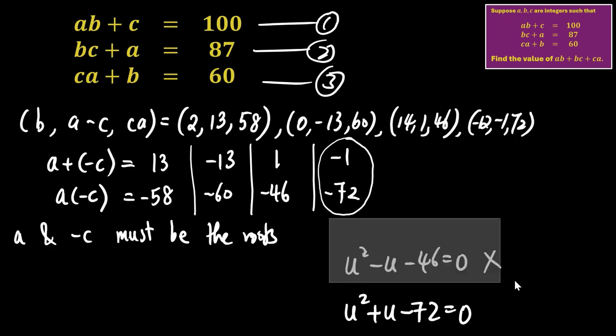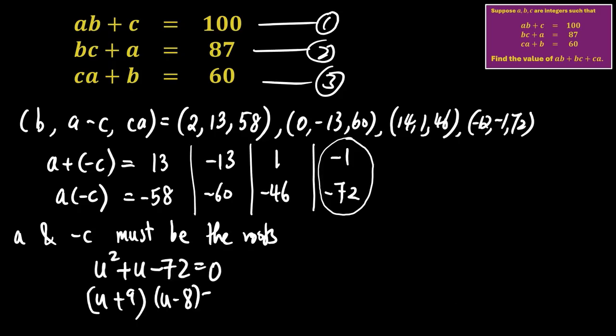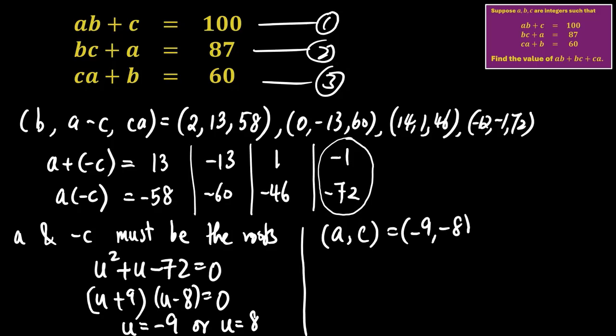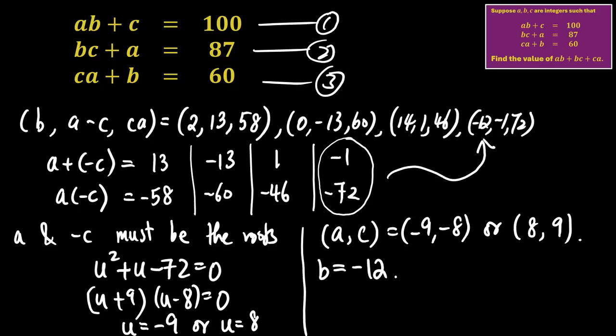In this case, (u plus 9)(u minus 8) equals 0, so u equals negative 9 or u equals 8. So this means that a and c are either negative 9 and negative 8, or 8 and 9. This corresponds to the value of b equals negative 12. Then we need to check which of these is correct when b equals negative 12. Obviously, we have to reject the positive pair, because if a and c are positive and b is negative, the sum ab plus c must be negative. So this is not possible.